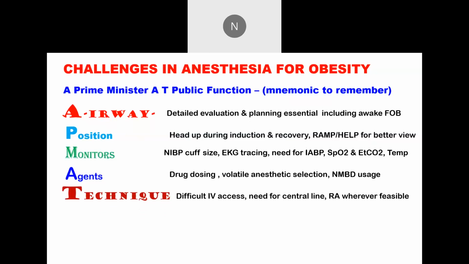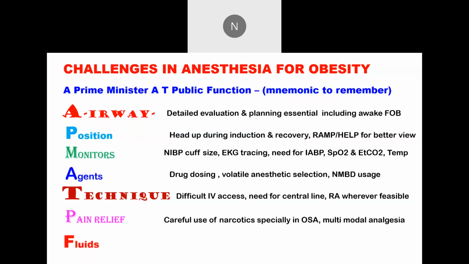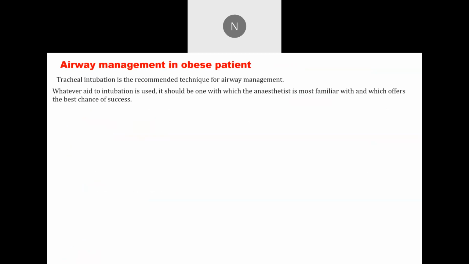Technique may be difficult IV access, need for central line, regional anesthesia wherever possible, but with the caveat that if the regional fails or if it is difficult, you must be able to convert it to GA. So in that confirmation only you should plan for RA. For pain relief, use careful narcotics, especially in OSA, multimodal analgesia, fluid replacement on lean body mass, avoid rapid filling.